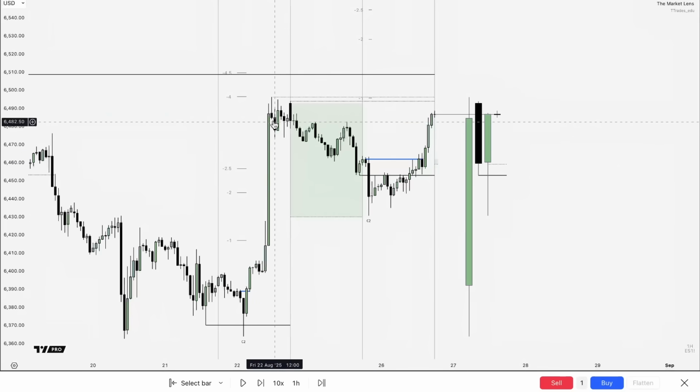So expansion, is this a consolidation or a retracement? Well, I view it as a retracement. And then we do have a reversal day. It's a bit tricky to try to trade that. And that's why I say continuations are much easier.